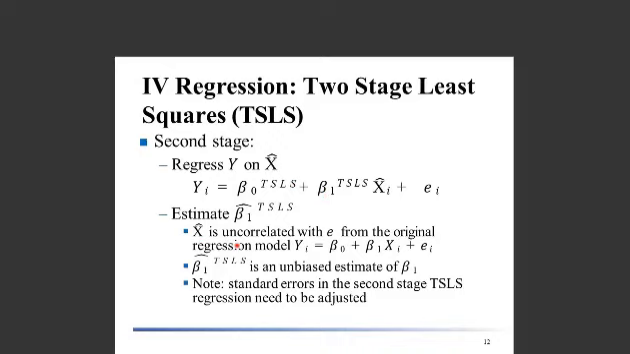Note that X hat is uncorrelated with the error term from the original regression model, and beta 1 hat will be an unbiased estimate of beta 1. Since we conducted two regressions here, we'll need to correct standard errors.